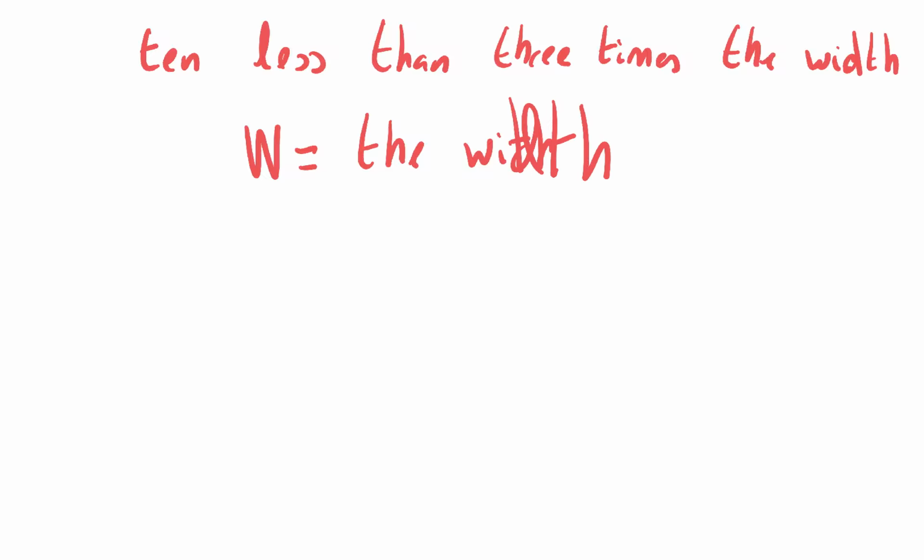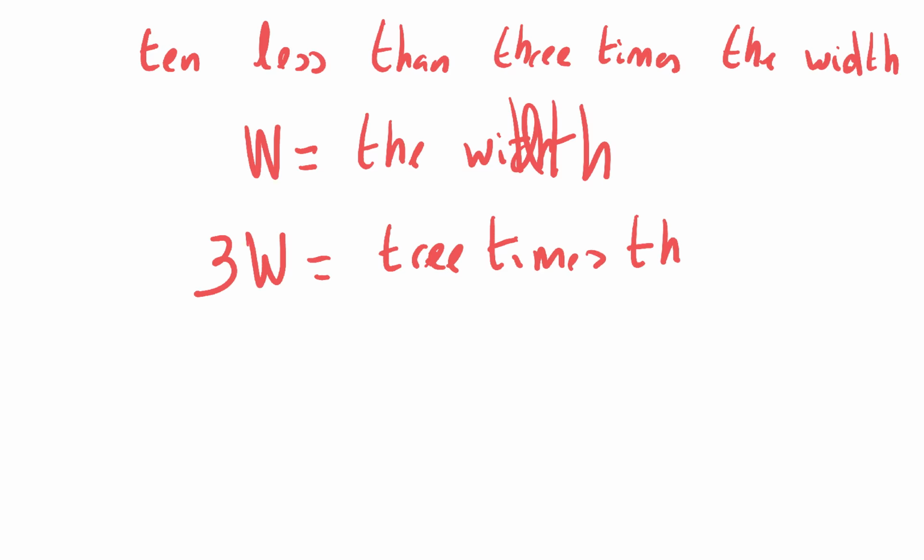So the width may be 10 centimeters or whatever. So 10 less than 3 times the width. 3 times the width is 3 times W. And now that we have identified the variable, W, we read the problem.